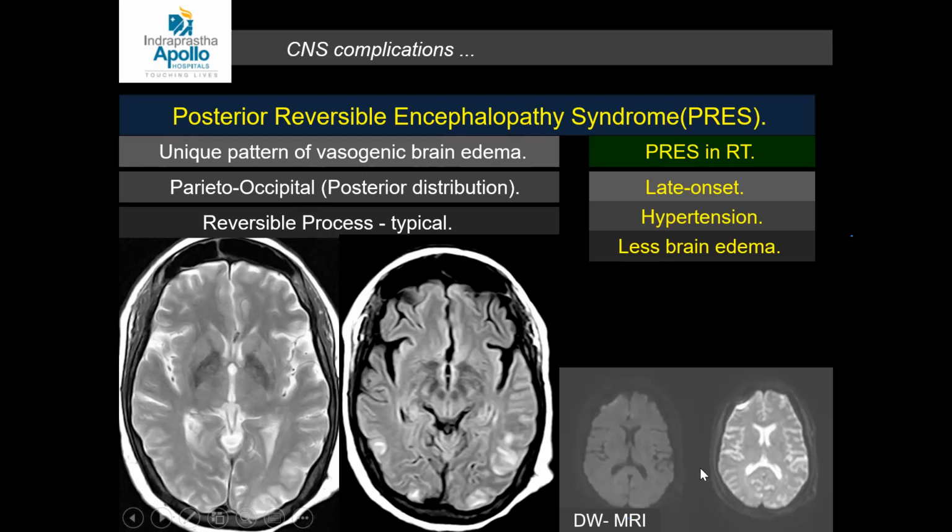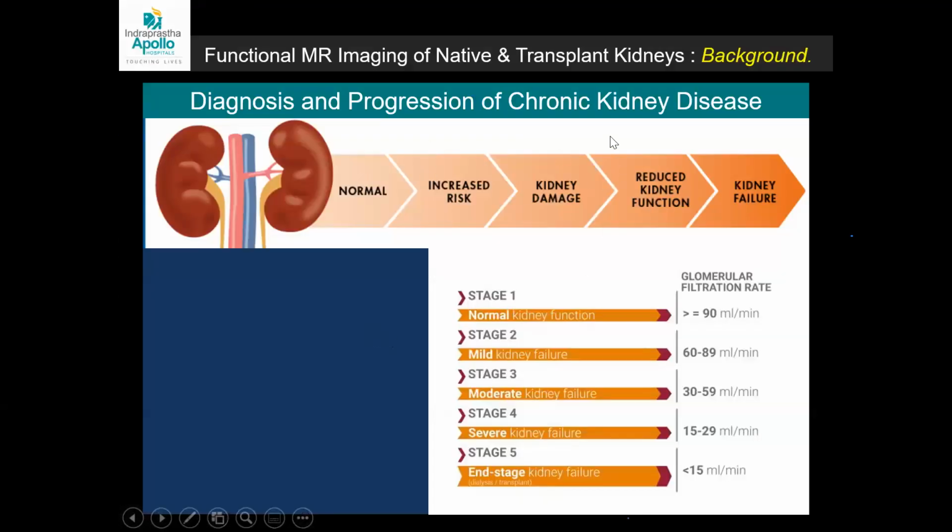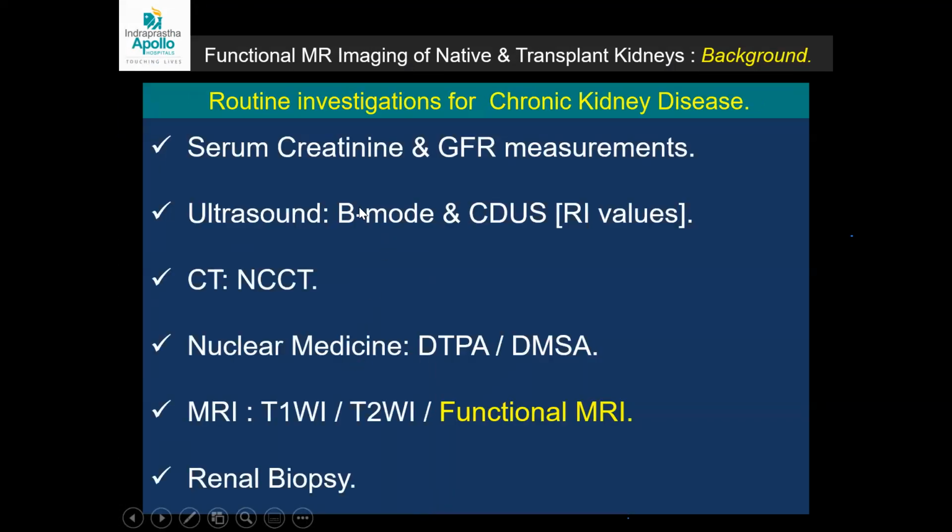So these are the diffusion weighted images, which are the hallmark of infarct. If you see restricted diffusion, any bright signal on diffusion image, it is a sign of infarct. If it is not affected, then it is likely to be posterior reversible encephalopathy syndrome, or PRES. In renal transplant, they are usually late onset as compared to other settings associated with hypertension, and often have less brain edema. So as you are aware of the progression of chronic kidney disease, I will emphasize a few important points.